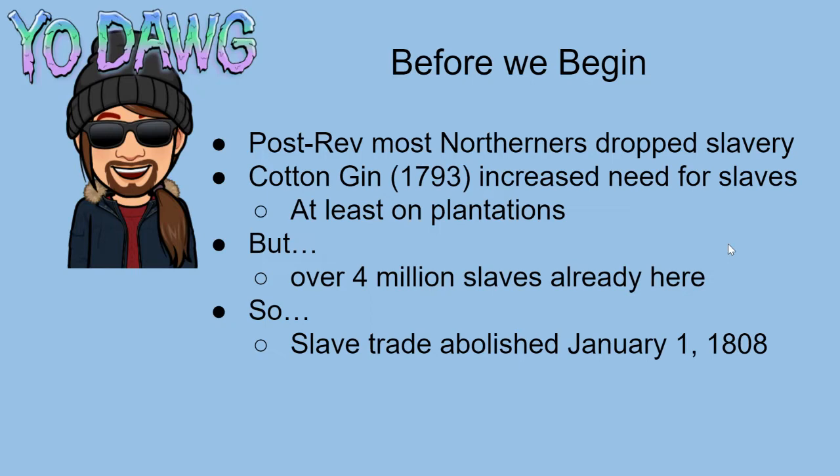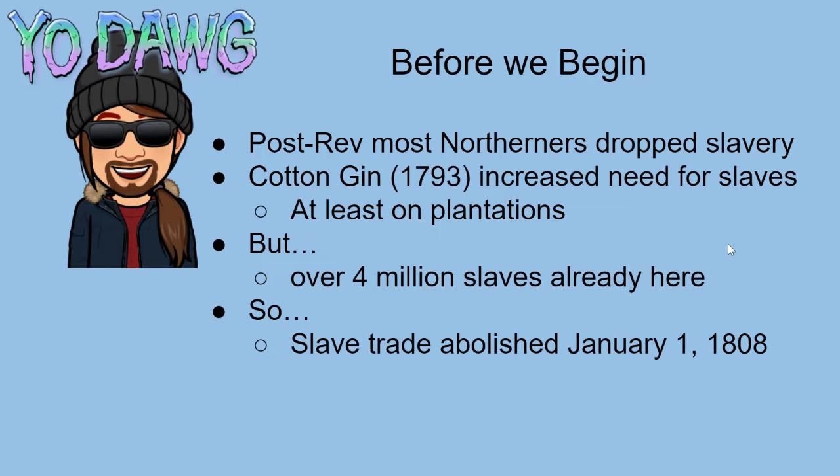The cotton gin was invented in 1793, as we've discussed in class, which increased the need for slaves, at least on plantations. But there were over 4 million slaves already in the United States, so the slave trade was abolished by Congress January 1st, 1808, and that plan to abolish it, which started in January of 1807, was actually supported by Northern and Southern members of Congress.